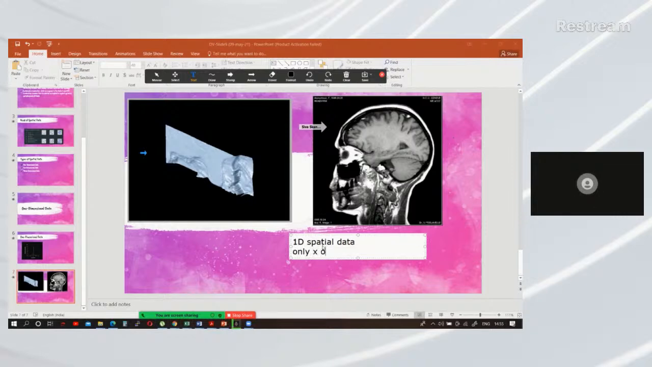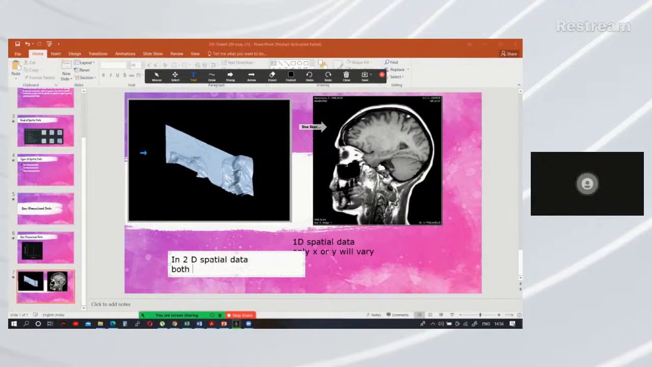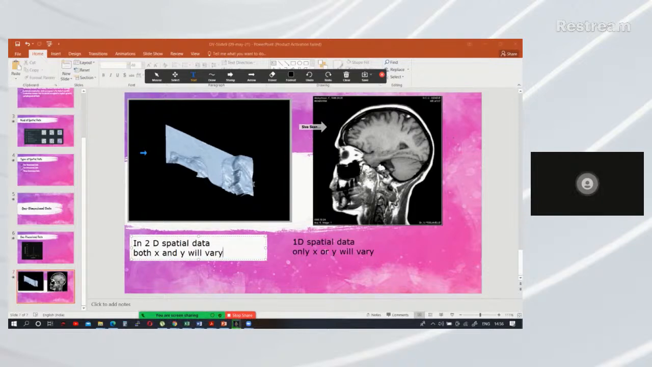only x or y will vary. In 2D spatial data, both x and y will vary. Here x is also varying and y is also varying. And not only that, there is another planar attribute that is also varying.